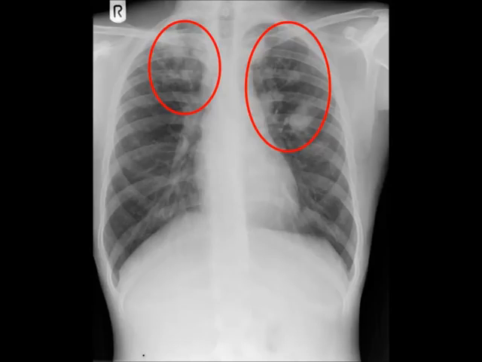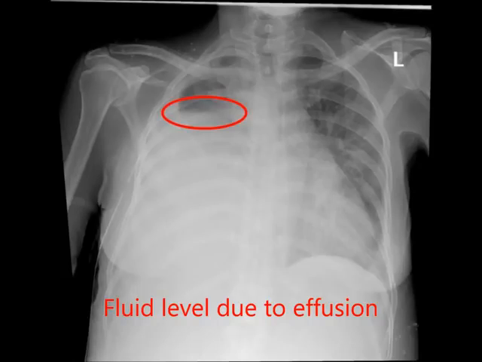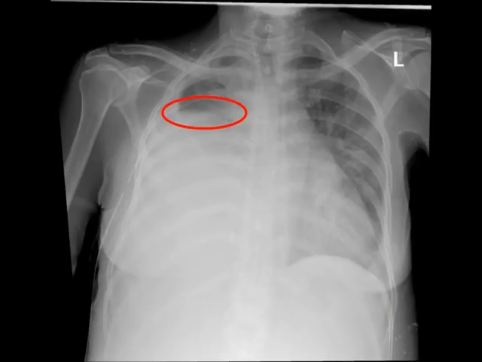Also look at the lung fields for any areas of abnormal shadowing, such as in this patient with tuberculosis. Any opaque masses, such as in this patient with lung cancer, and for any fluid levels, such as in this patient with pleural effusion. Remember that you only see fluid levels in patients who are upright.